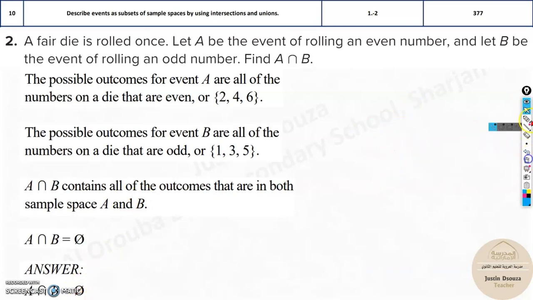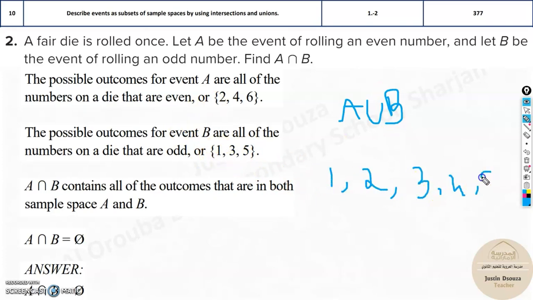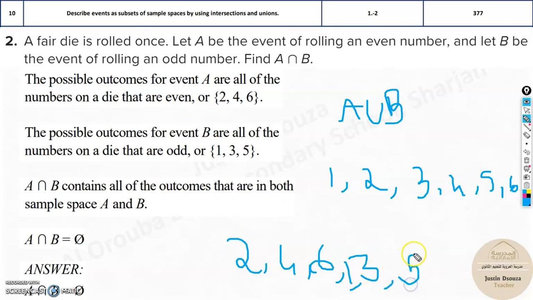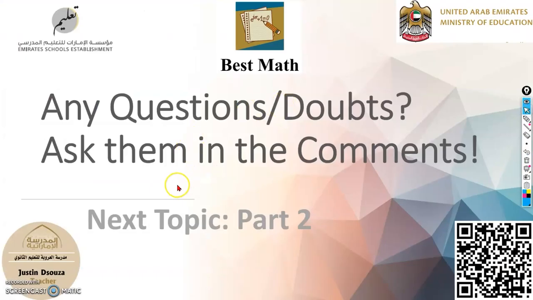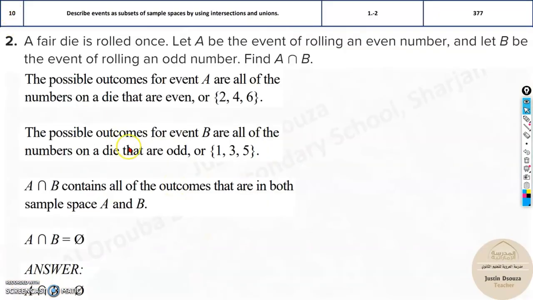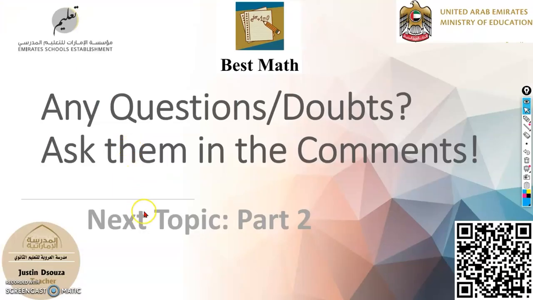Now imagine, just in case they had asked you A union B, then you have to write it in ascending order, so we start with 1. Next numbers will be 2, 3, 4, 5, 6. You can't write it like 2, 4, 6, 1, 3 and phi, but the options will generally be in ascending order. So that would be the answer. That's the end of part one, the 10 questions. It's very easy and simple.